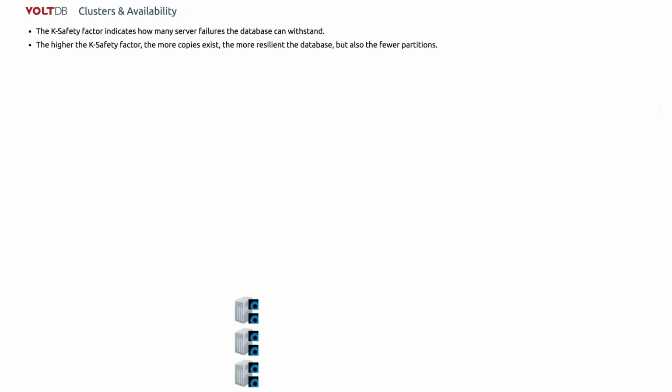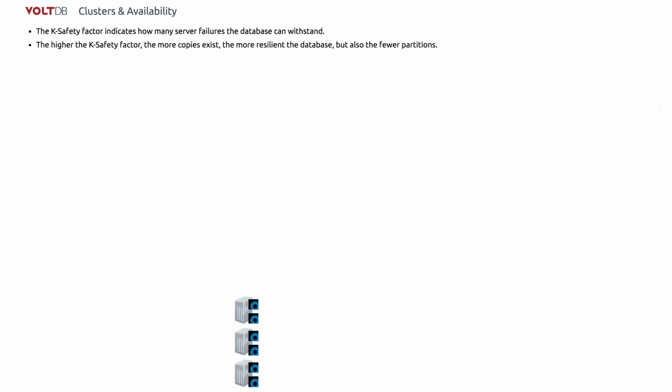When the K factor is set to 1, there will be 2 copies of each partition, so depending on the total number of sites, there will be half as many partitions. But if any one server were to fail, the cluster has at least one copy of each partition and can continue.